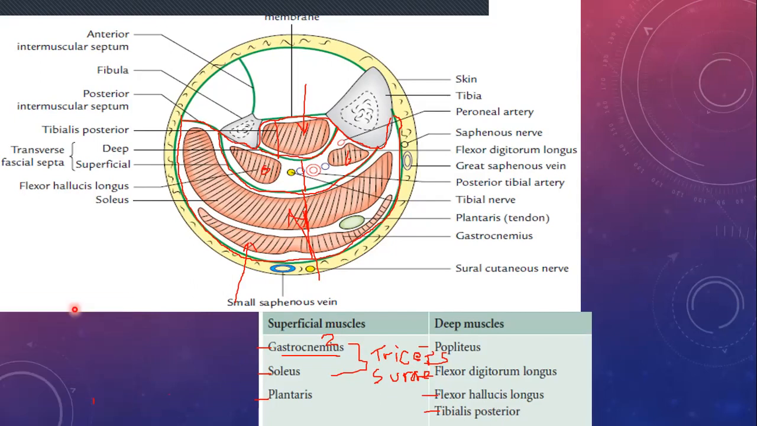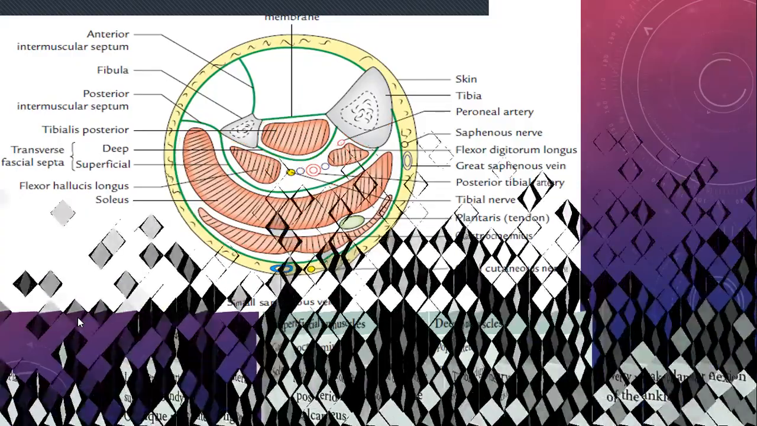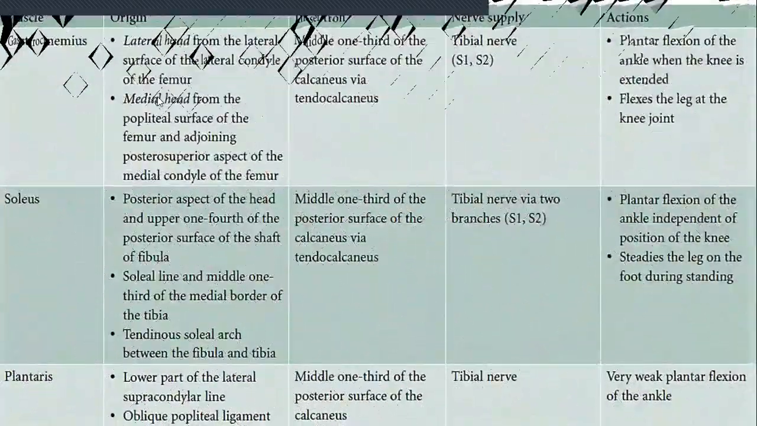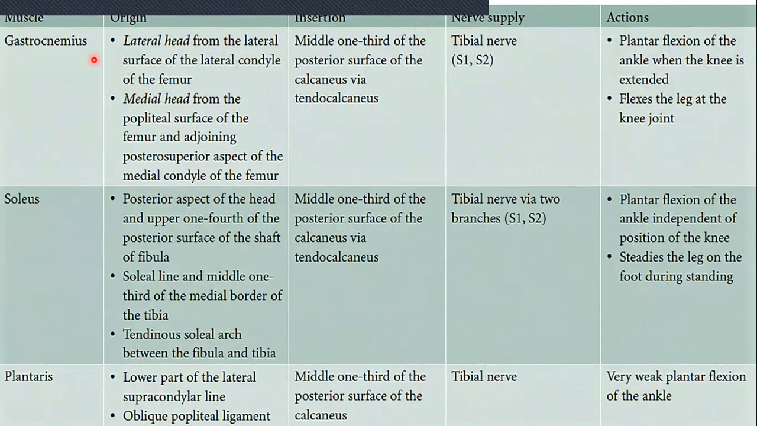Okay, let's continue. Now, here we are. We will start with the superficial gastrocnemius, two heads: a lateral head, which originates from the lateral surface of the lateral condyle, and the medial head, which originates from the popliteal surface of the femur and the adjoining posterior superior aspect of the medial condyle of the femur.